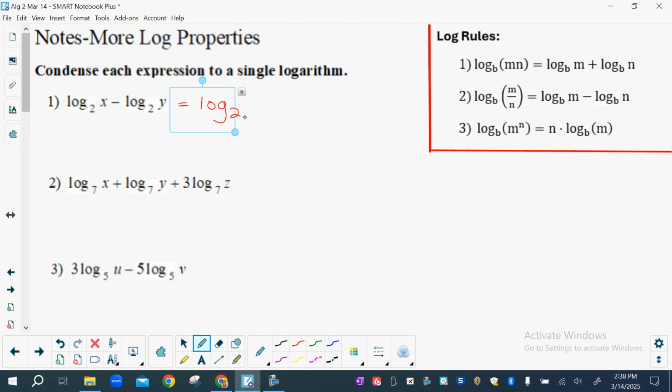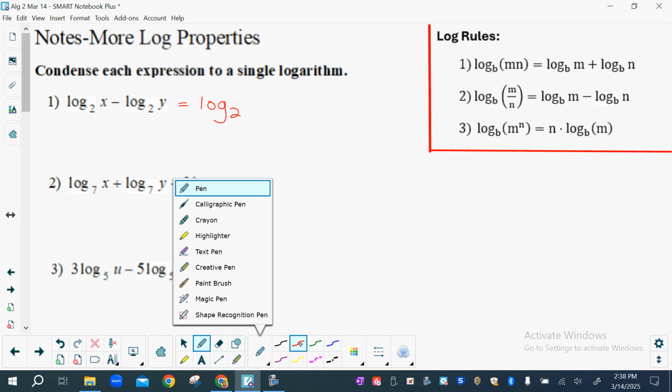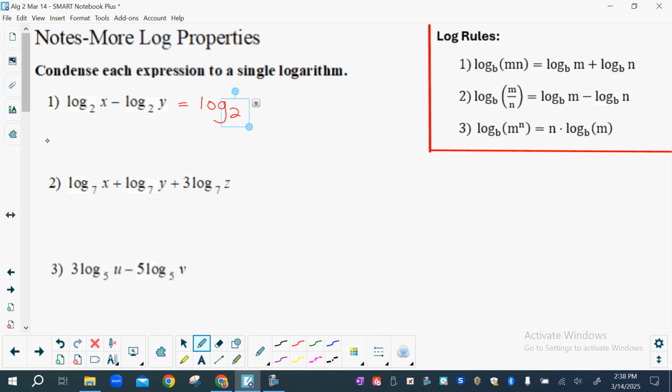So we're using this one here because it has subtraction, and the subtraction means division. So we're going to take this and rewrite it. Both of them have to have the same base, and both of them have the base of 2. And so what would we do with the x and the y since it's minus? Divide. So we're going to rewrite it as x over y. So we use this rule too. Does that make sense?